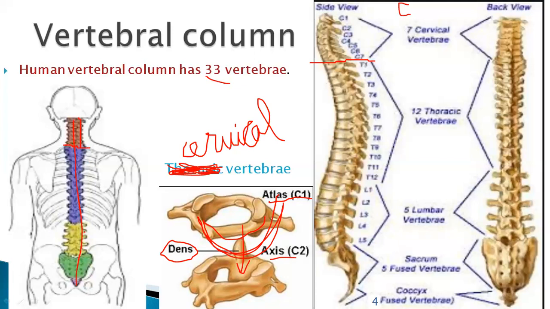Okay, so let's go to the next one, the chest region. The chest region is called the thoracic cavity, and in the thoracic region we have 12 vertebrae. The sternum is attached with this, and 12 ribs are attached with this. So from thoracic, this is T1, T2, and up to T12.